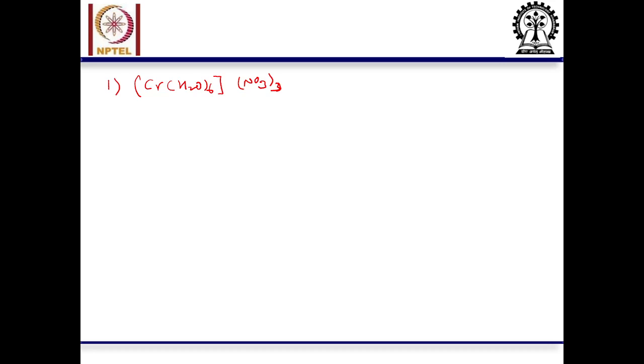Okay. So can you just write these names? Chromium H2O6 NO3 3. Just write in the chat box. Then I will tell you why I have chosen this coordination compound. Okay, yeah, you are right. This is hexaaqua chromium(III) nitrate. So this is absolutely correct.